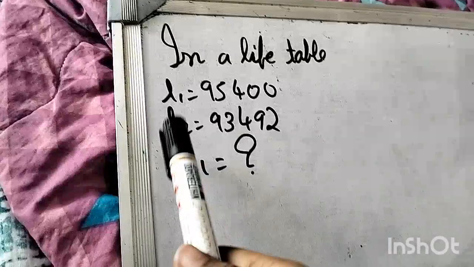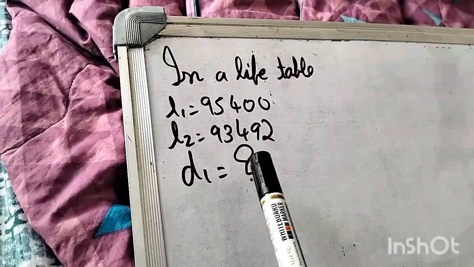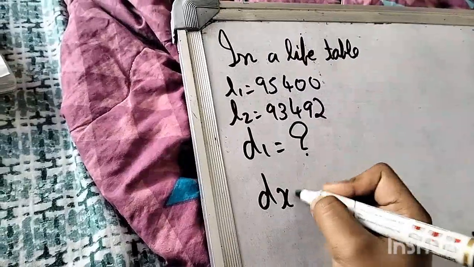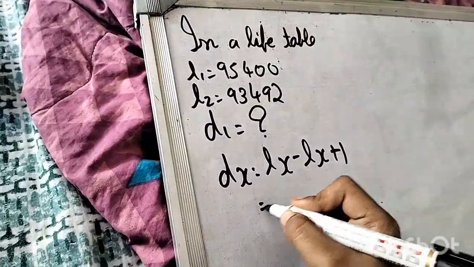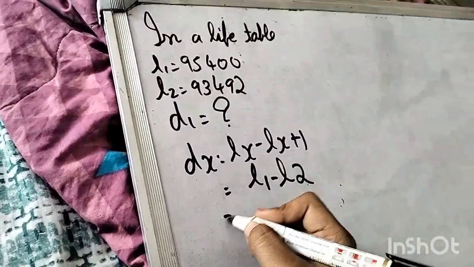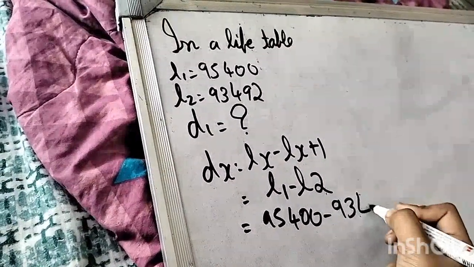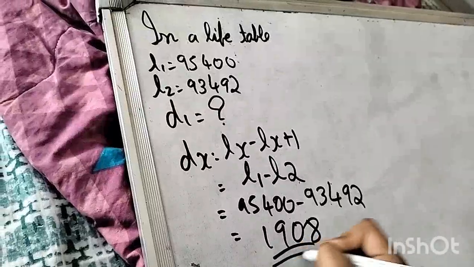In the life table, they've given L1 is 95,400, L2 is 93,492, and D1 is equal to question mark. You need to find out D1 in this. So dx is equal to Lx minus Lx plus 1, which is nothing but L1 minus L2. So that's 95,400 minus 93,492. So that's going to be 1908.